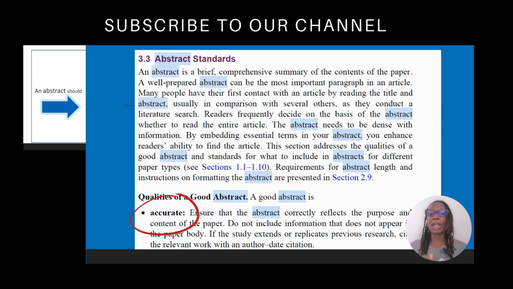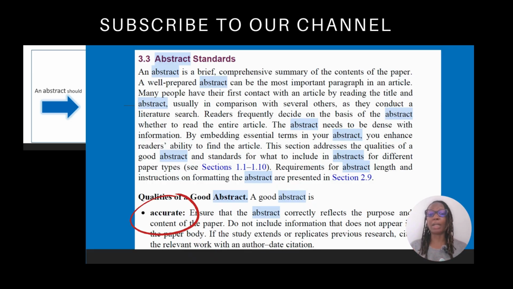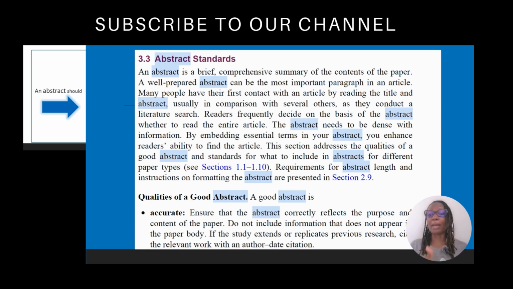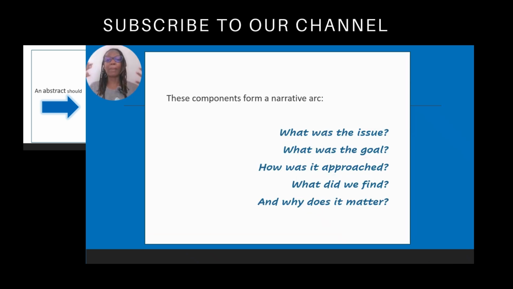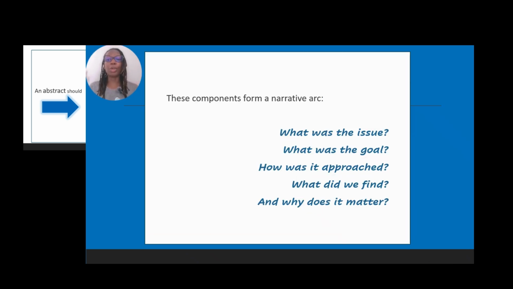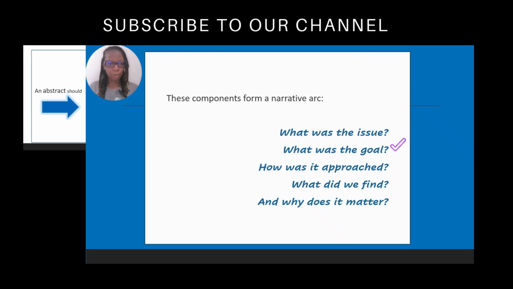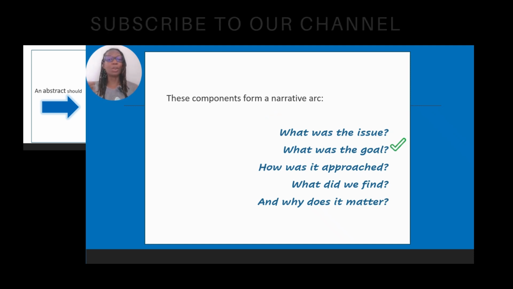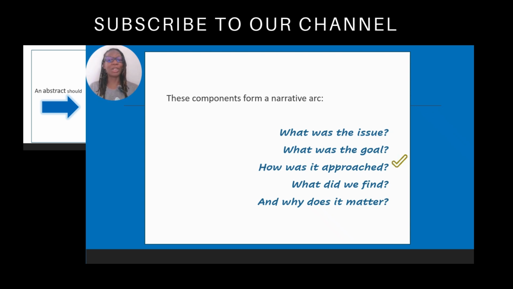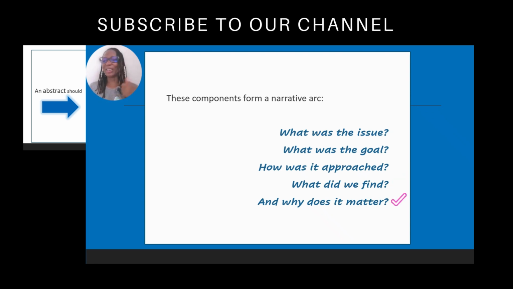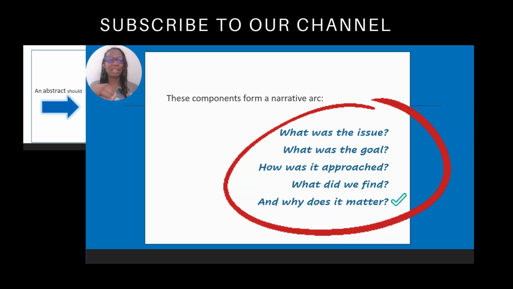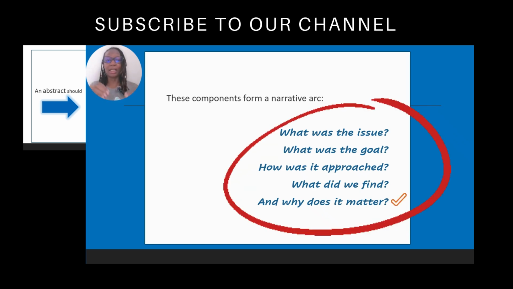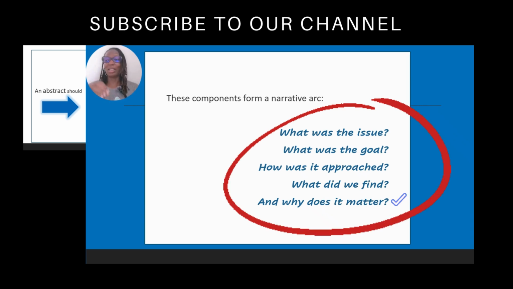So qualities of a good abstract also ensure that a good abstract is accurate. Ensure that your abstract reflects the purpose and the content of the paper. These are components that allow us to know what the issue was, what the goal was. You also want to tell us what approach you used, which is the methodology. What did we find, and why does it matter? So on this note, if you neglect any part of this arc, it will weaken your abstract's communicative power and the scholarly impact that you are supposed to be giving.